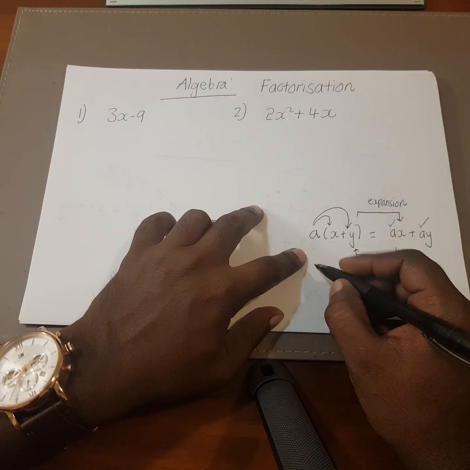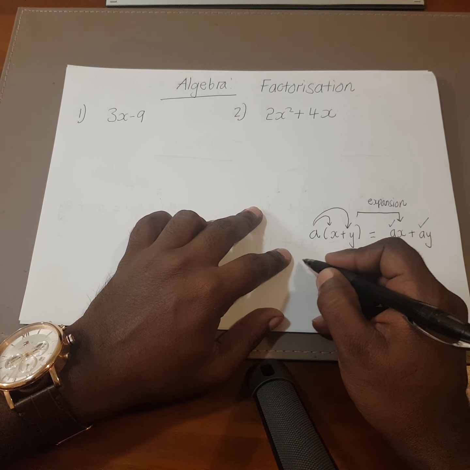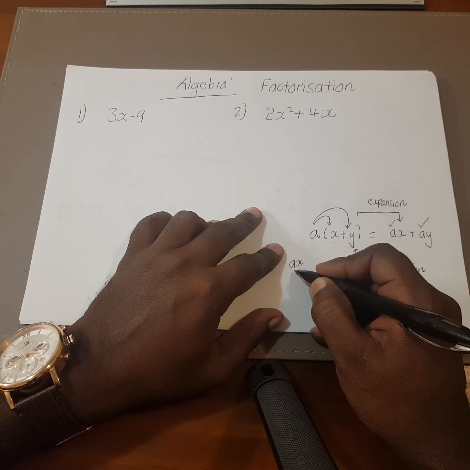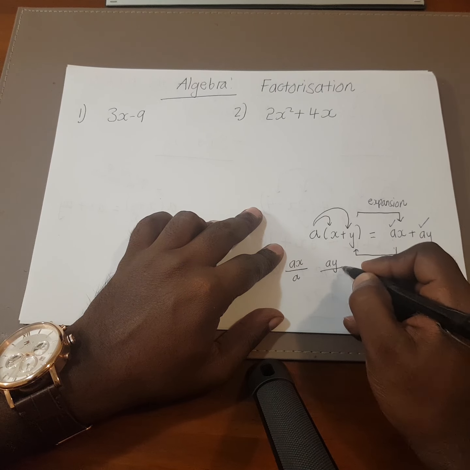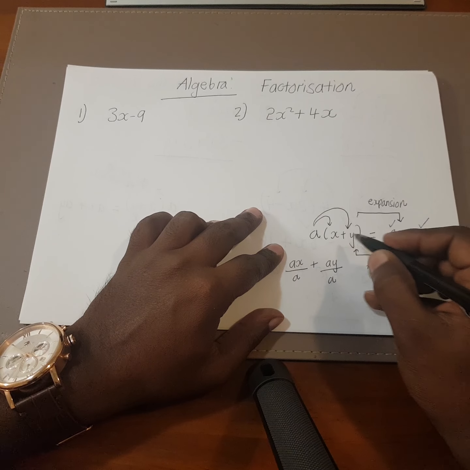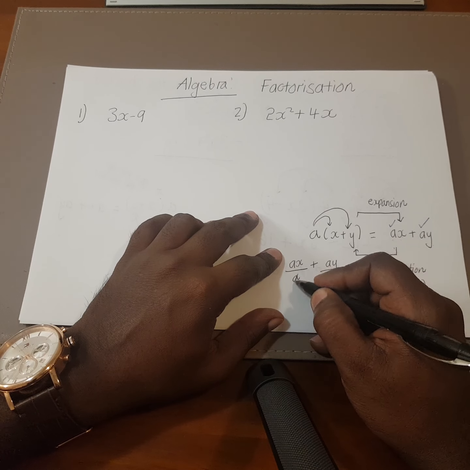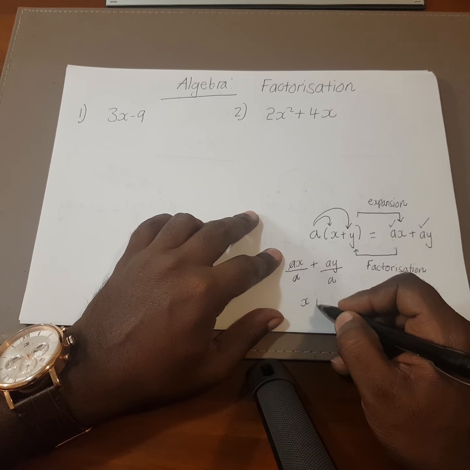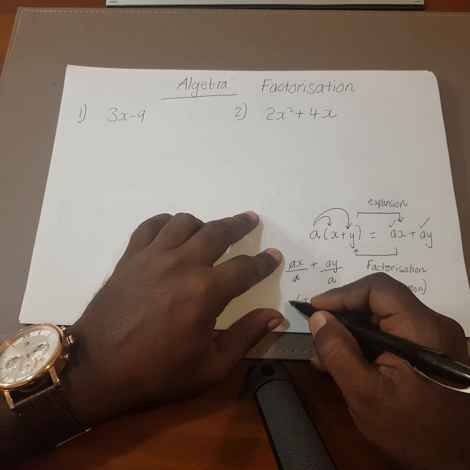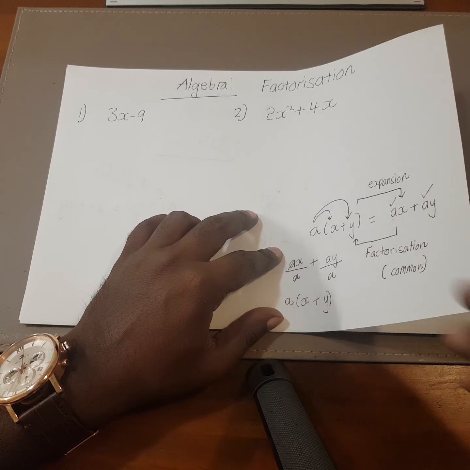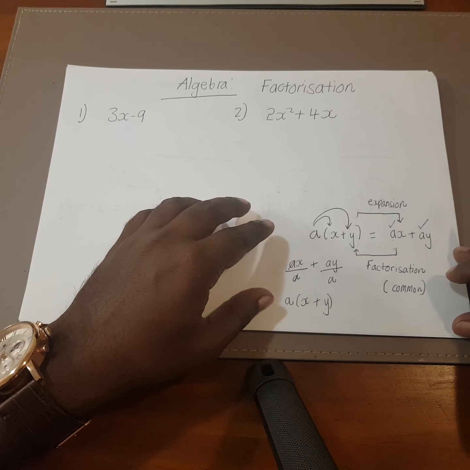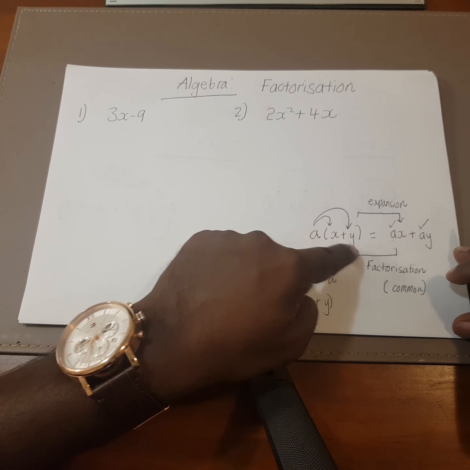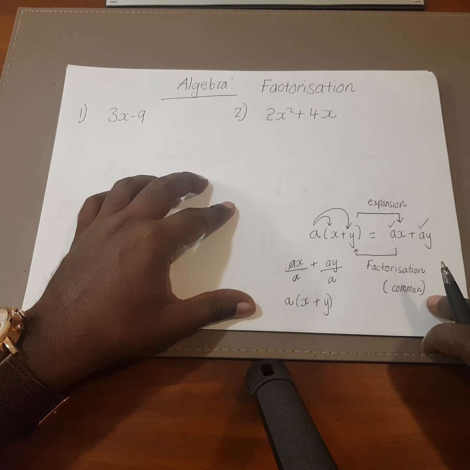So what I can do here to show you is, literally what's happened is, you've got ax, you're dividing it by a, and then you've got ay, you're dividing it by a, and this is literally what you get, because when you cancel that, you're going to get x + y, and what remains is the a. So two things you've got to remember when you're factorizing: you need to express your answer with the brackets, and you want to find something that is common.